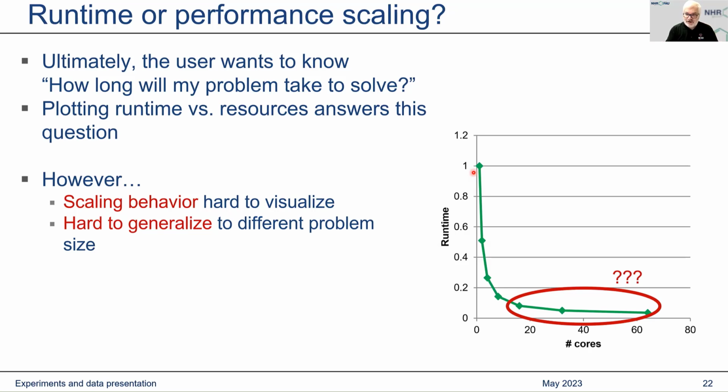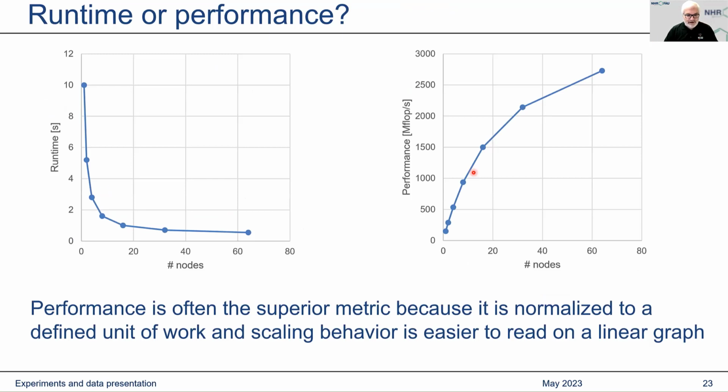If another person's problem is twice as big, it may run twice as long, but that's math I have to do in my head or with pen and paper, okay? So there's an extra step to interpret the presented runtime in terms of another problem that some other person has to solve. So it's hard to generalize. It's much better to present metrics that are easier to generalize, like how much work is done in a second, also known as performance. So here's a comparison between runtime presentation and performance presentation.